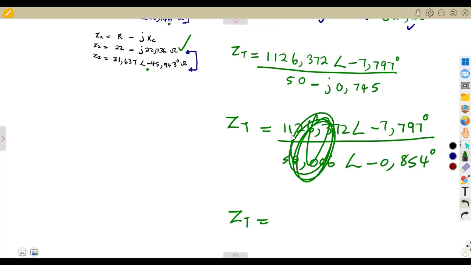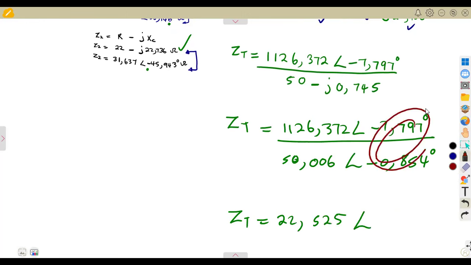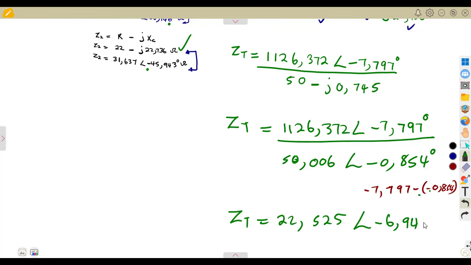All right. So in this case, you are going to divide. Remember, division, divide the numbers separately. That was going to give us 22.525. Then the angles, what are you going to do? You subtract. So that's minus 7.797 minus minus 0.854. You subtract, but there is minus already, so it's going to be a plus. So that was going to give us minus 6.943 degrees, which is measured in ohms.